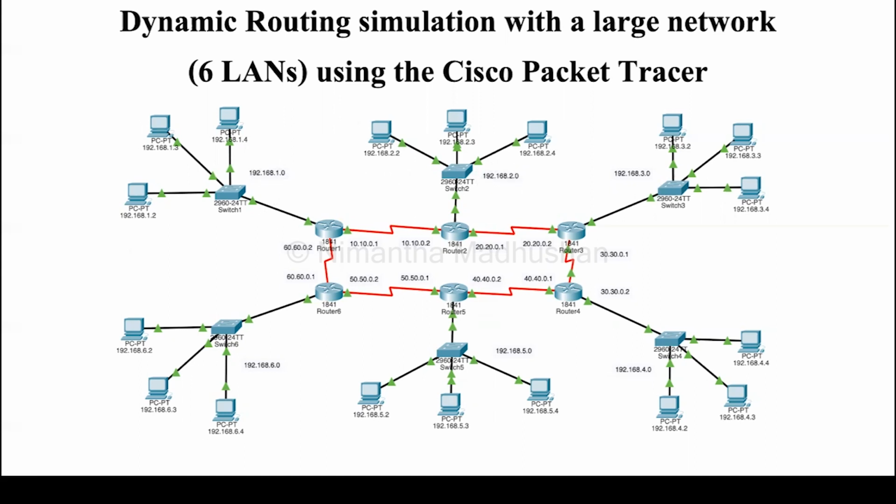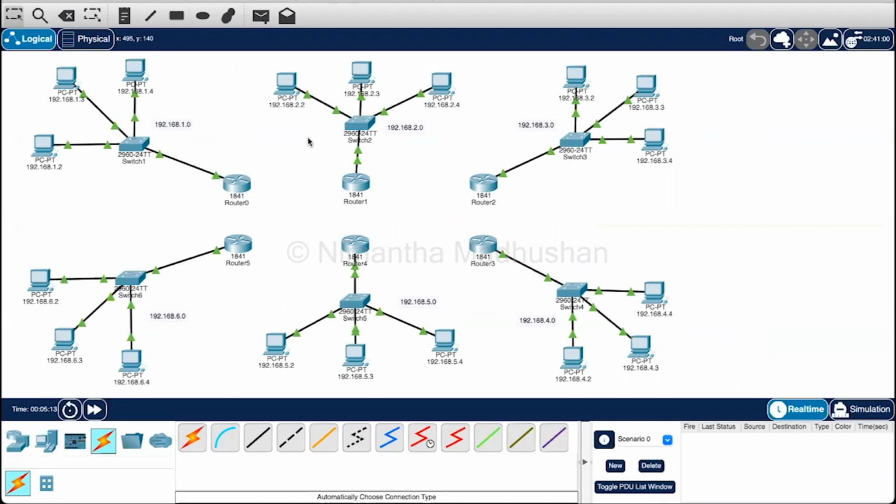In the previous video, I explained how to do the dynamic routing for a small network using 3 local area networks. Now let's move to the Packet Tracer software simulation. In this video also I am using Packet Tracer version 8.2.1. I already created the 6 local area networks. These are the 6 local area networks including routers.